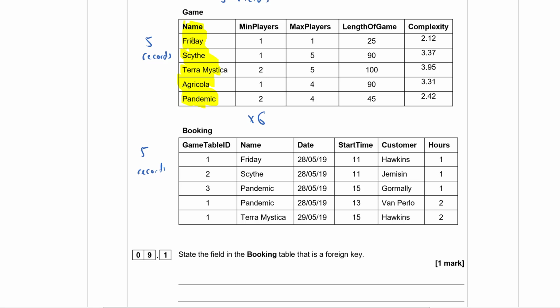A primary key must be unique. It identifies each record uniquely. So we're looking for name appearing in booking, which it does. So therefore the foreign key is name, because name is a primary key of another table. So let's write down that it's called name.